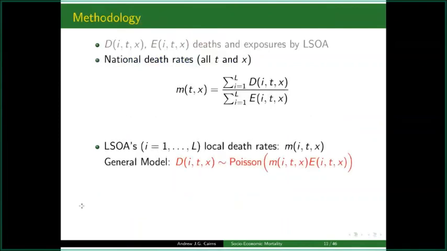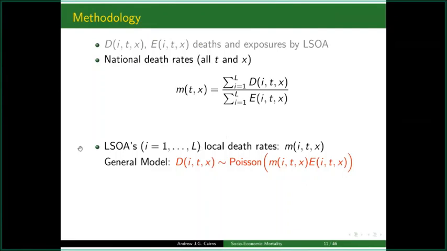So moving on now to the methodology. Just as a reminder, we've got the death counts and the exposures. We then have the national death rates. Effectively, for each calendar year and age x, we're adding up all of the deaths and dividing by all of the exposures. That gives us the crude mortality rate for the national level.